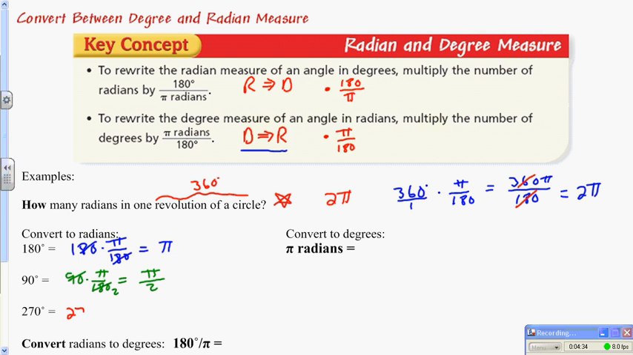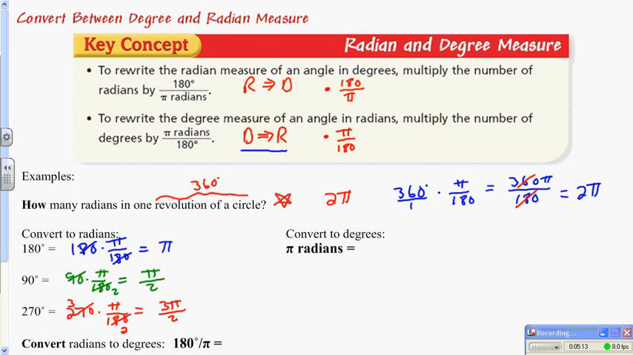270 times pi over 180, they can simplify as well. And I believe 90 can go into 180 twice, and 90 can go into 270 3 times. So we would write this one as 3 pi over 2. Again, 3 halves pi is one way to say it, but we will refer to it probably most often as 3 pi over 2. Now let's go the other direction.